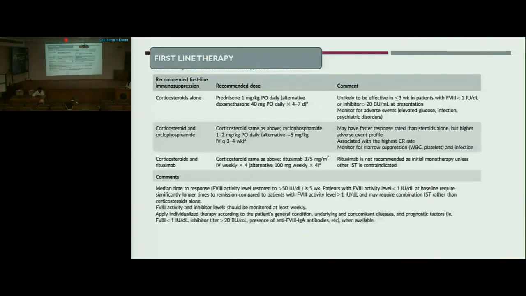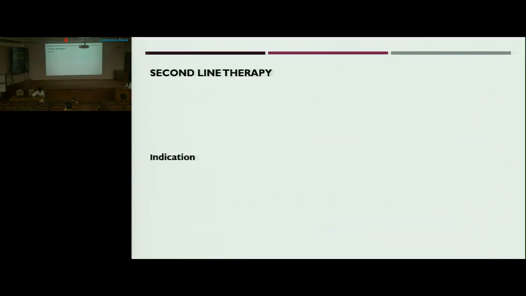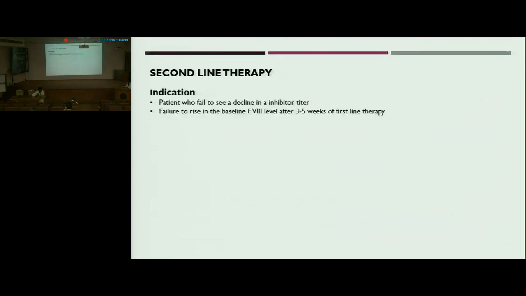The first-line therapy is corticosteroids combined with cyclophosphamide, or combined with rituximab. The corticosteroid alone can be given in a patient with a factor 8 level of more than 1, or an inhibitor of less than 20 Bethesda units. Corticosteroids and cyclophosphamide give a higher complete remission rate, with early remission. The second-line therapy is indicated in patients who fail to show a decline in the inhibitor level and fail to raise the baseline factor 8 level after 3 to 5 weeks of first-line therapy.